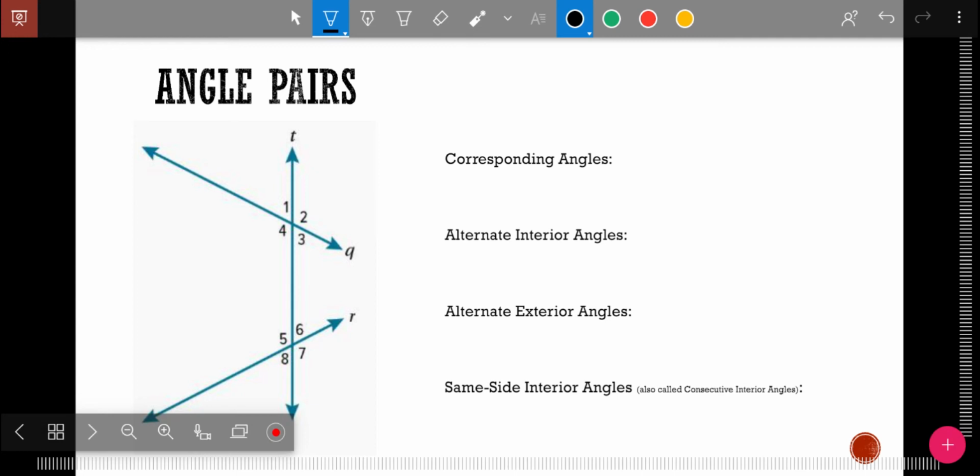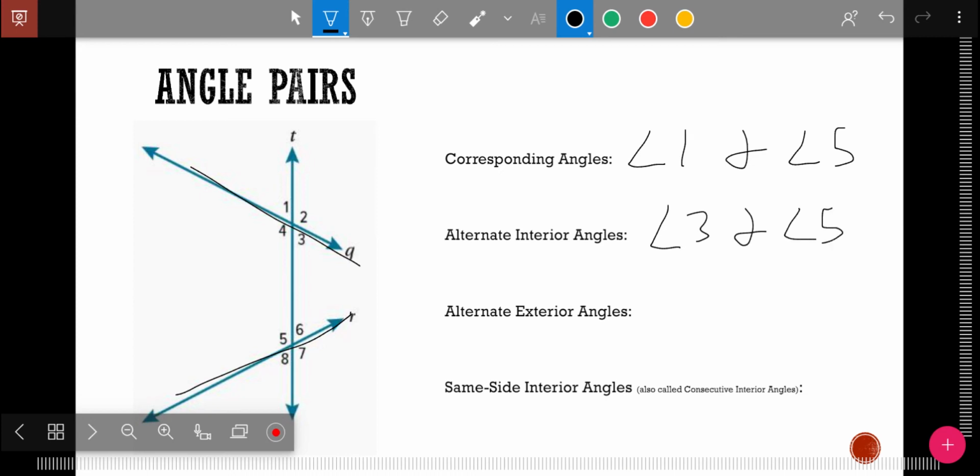So that was an example when the lines were parallel. If the lines are not parallel, these angles still exist. Now, we're going to use them most of the time when they are parallel, but the words still happen here. So give me one example of corresponding angles. Maybe you said angle 1, and what angle corresponds with angle 1? Angle 5. Alternate interior. Maybe I'll say angle 3. What angle is the alternate interior to angle 3? Also angle 5.